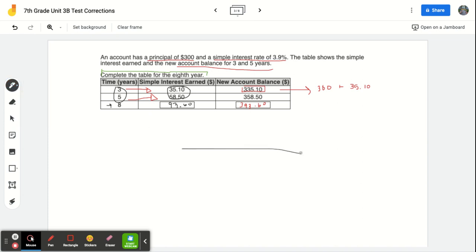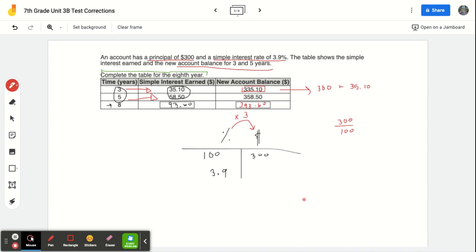Now, the real way to do it without having this clue inside of the table is to create a proportional table where you have the percents and the money. The original amount that you put in the bank is 100%. And then you're trying to find out how much your bank is earning every year. So that's 3.9%. It needs to go on the left. First step is to find the constant of proportionality. So you divide 300 by 100. So that would be 3.